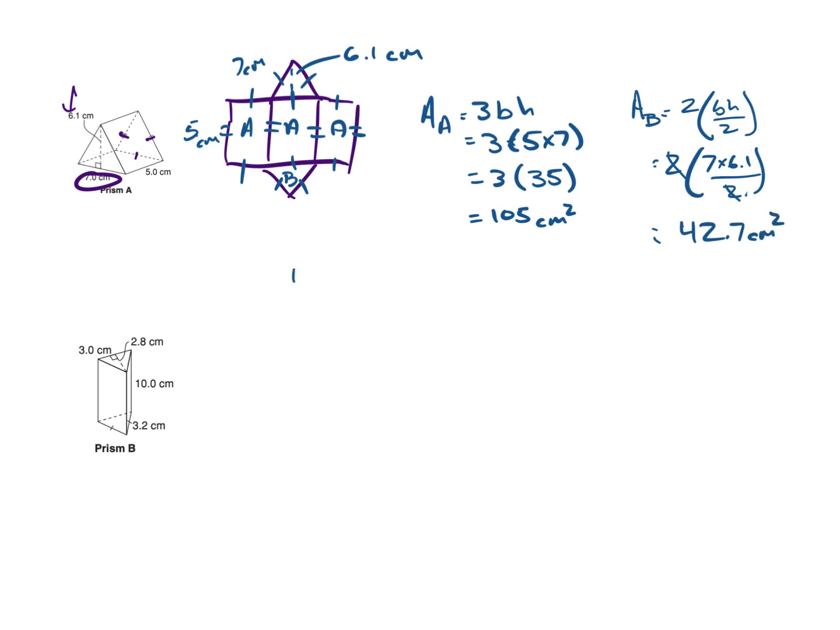So then I'm just going to add 105 and 42.7, and I get 147.7 centimeters squared. So that's the first one. That's A.